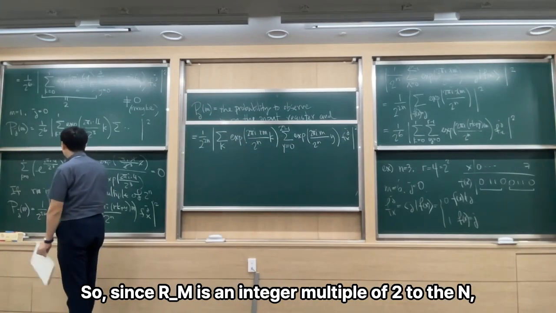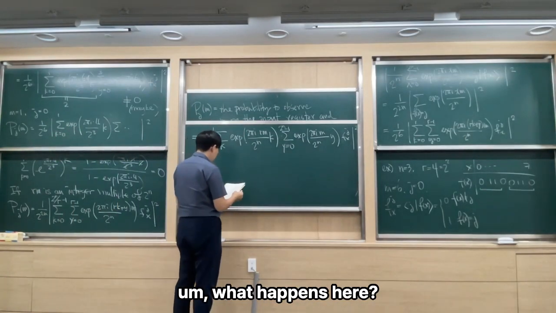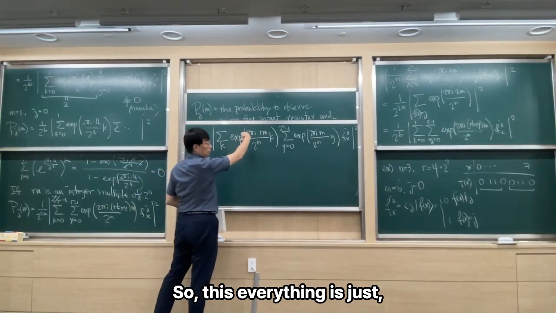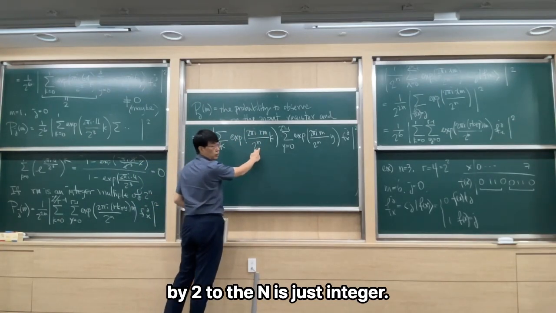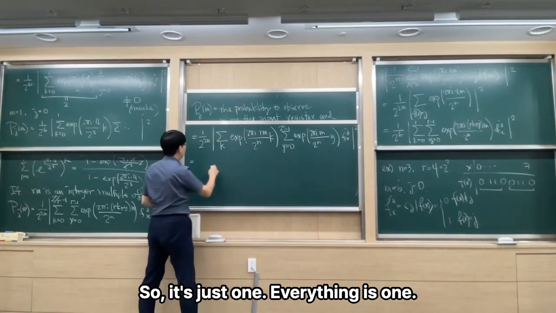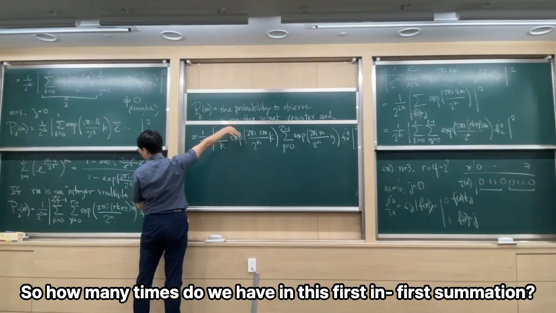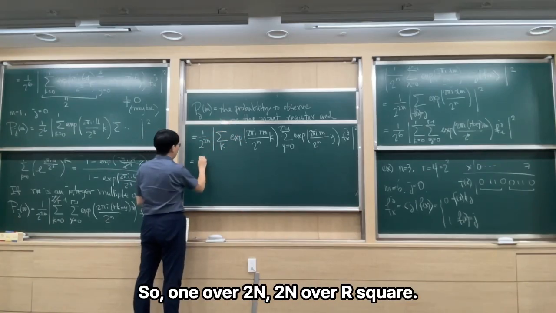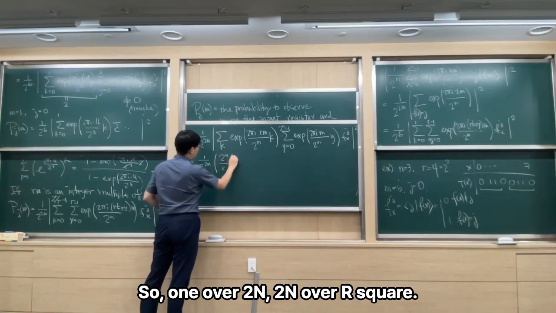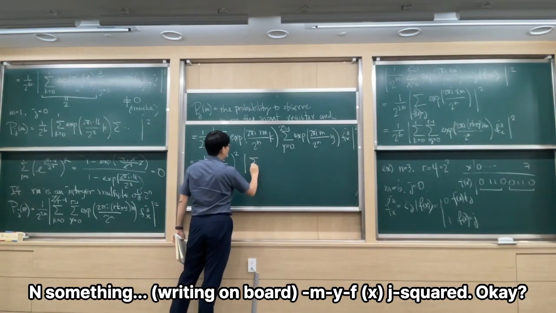So since rm is an integer multiple of 2 to the n, what happens here? You see, rm divided by 2 to the n is just an integer, right? So it's just 1. Everything is 1. So how many times do we have in the first summation? 2n over r. So 1 over 2n over r squared. Remember that this whole thing is squared.